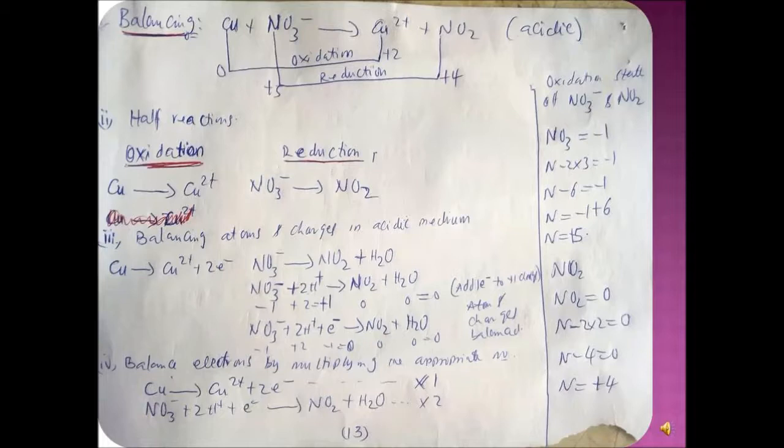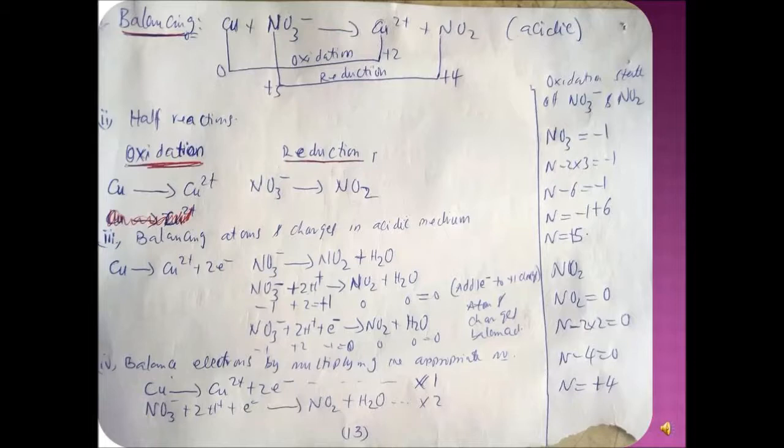Now let's look at this. We have copper plus nitrogen oxide, okay, that is trioxonitrate 5. We have trioxonitrate 5 ion here. Then we have copper 2 ions, and then we have nitrogen 4 oxide. Okay, so you check which one is being oxidized and which one is being reduced. You can see that copper from 0 to +2 is the oxidation side.